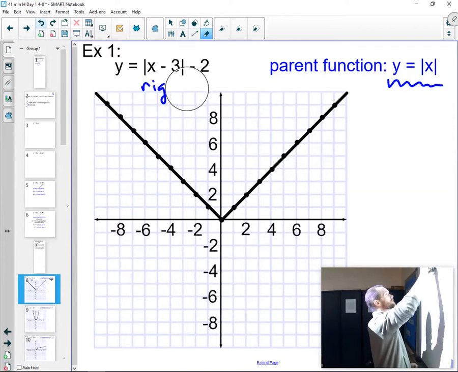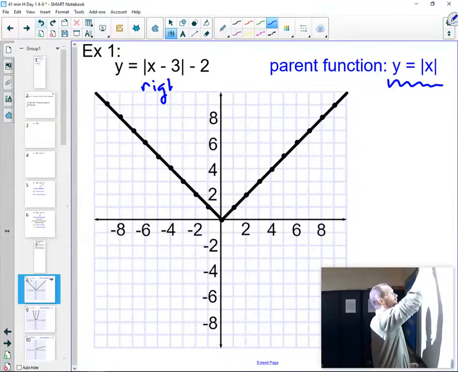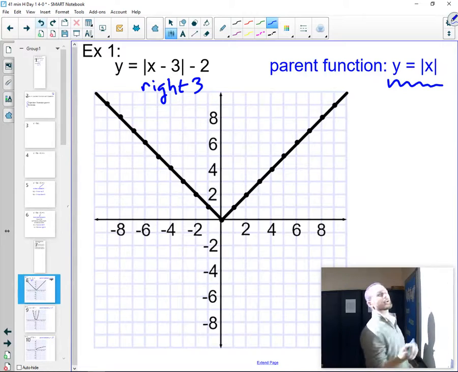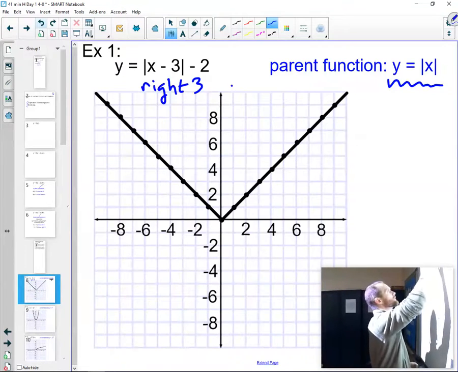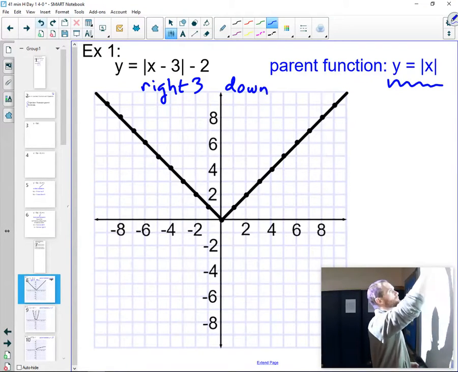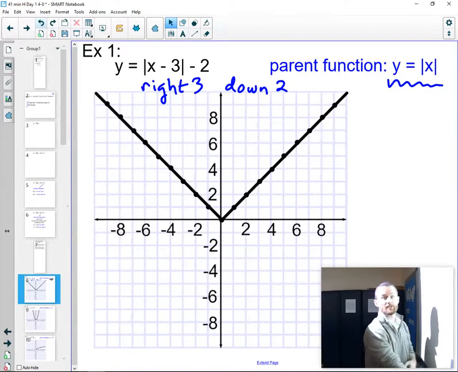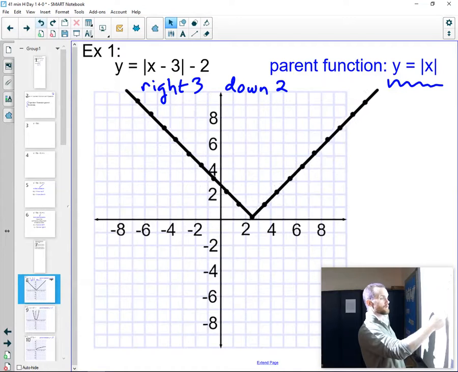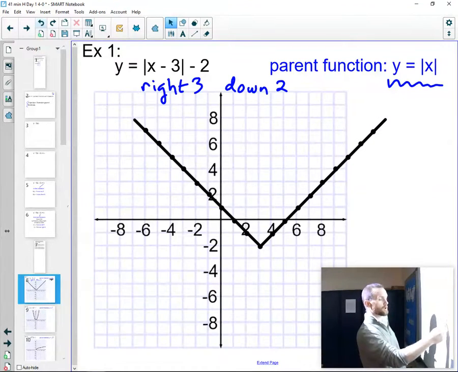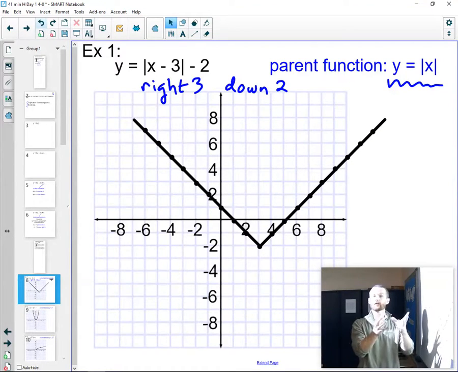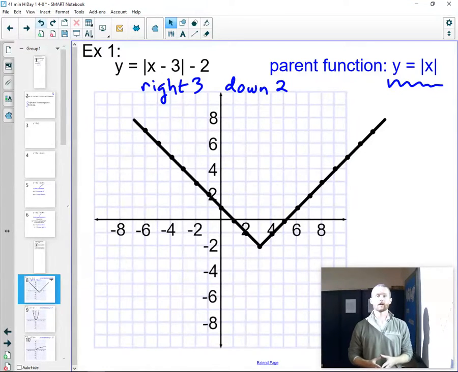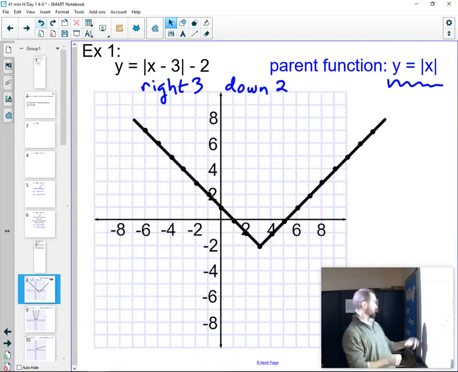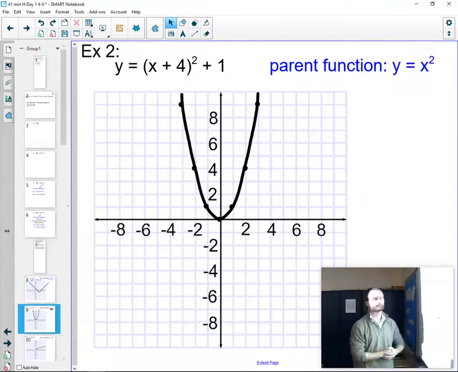That was supposed to be an h. I'm not sure what happened there. Right 3. And we've got a negative 2 for a k value. So that means we're moving down 2. Remember, h is always the opposite of what it looks like, and k, we just follow the sign. So we move right 3, 1, 2, 3, and then down 2, 1, 2, and there we go. We took our parent function and we translated it so that it would match the function absolute value of x minus 3 minus 2.